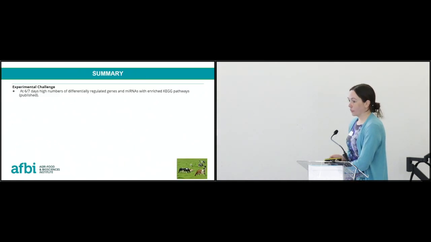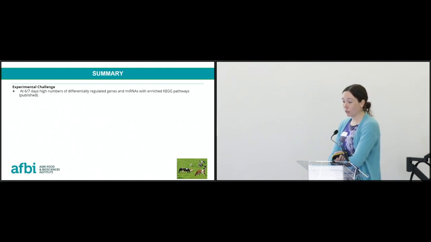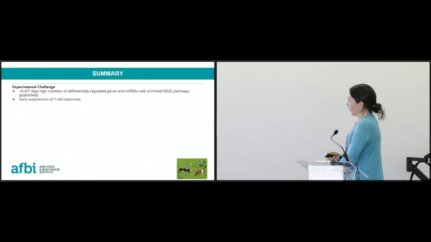So to summarize, in our experimental challenges, we've seen with transcriptomic analysis that a week after infection, we have a high number of differentially regulated genes and microRNAs with enriched KEGG pathways in infected animals compared to uninfected animals. This is even the case when we didn't have large clinical signs of disease, so there was still a good difference between infected and uninfected. In the case of bovine herpes virus infection, we see an early suppression of T cell responses.